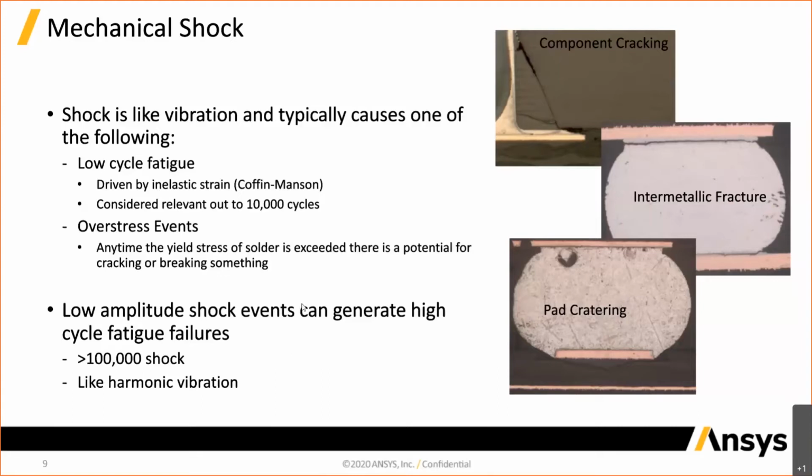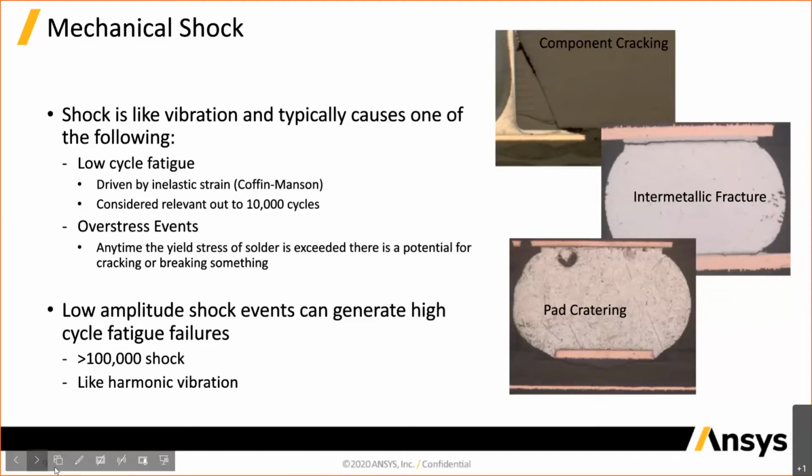Yeah, shock events can generate high cycle fatigue failures, but that's rare. And if we have to do simulation, we'll treat those really high cycle fatigue mechanical shocks like a harmonic vibe as an input for FEA, because you can't really simulate the low cycle fatigue and overstress events for shock.